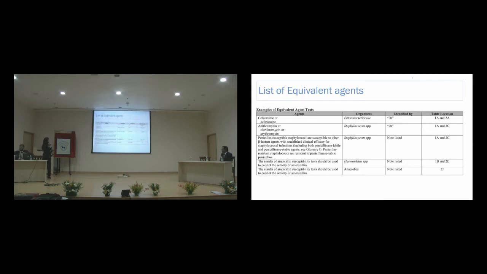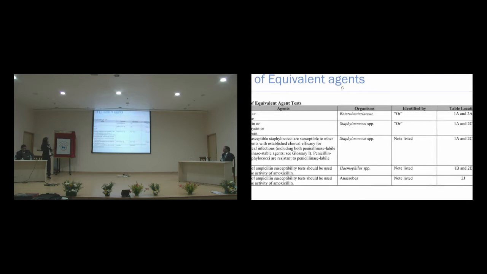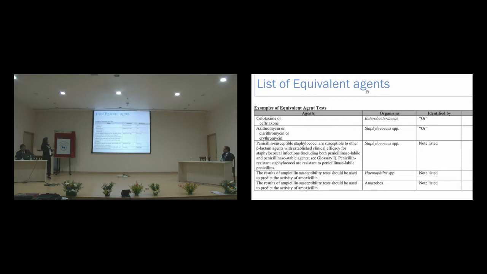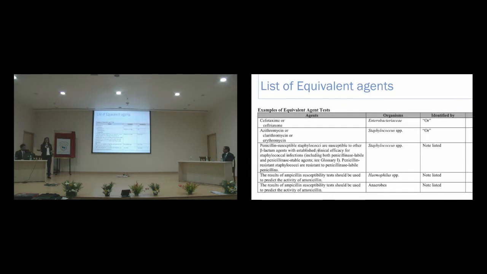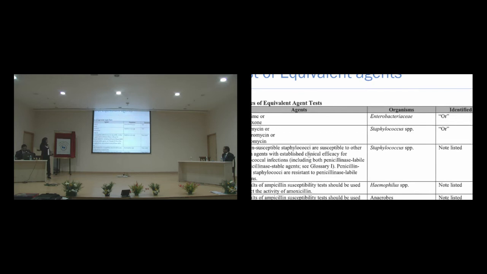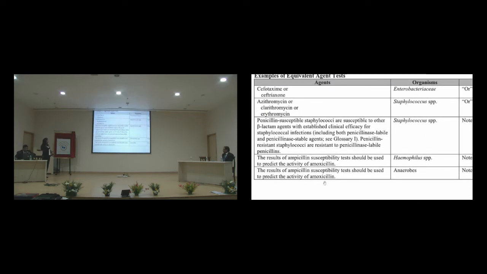Okay. So this is a list of equivalent agents mentioned in CLSI. Ceftriaxone and cefotaxime for Enterobacteriaceae, azithromycin, clarithromycin, erythromycin for Staphylococcus species, penicillin susceptible Staphylococci, this we all know, we use for Staphylococcus. The results of ampicillin susceptibility test used to predict amoxicillin in Haemophilus species, and for anaerobes also, ampicillin susceptibility can be used to predict sensitivity to amoxicillin. So these are the list of equivalent agents.